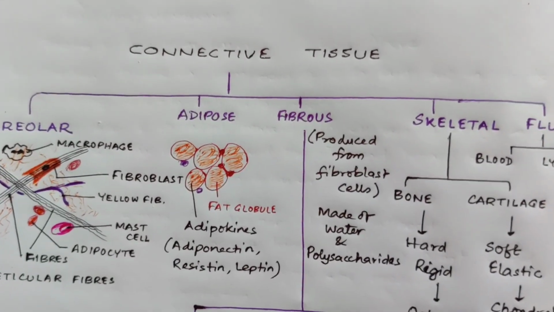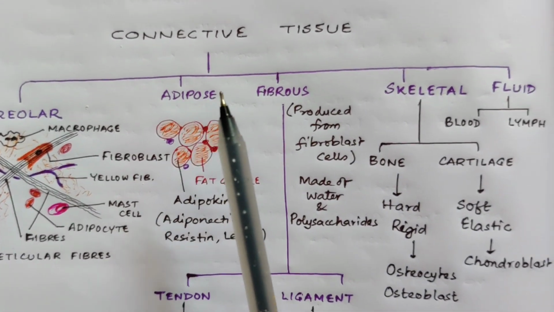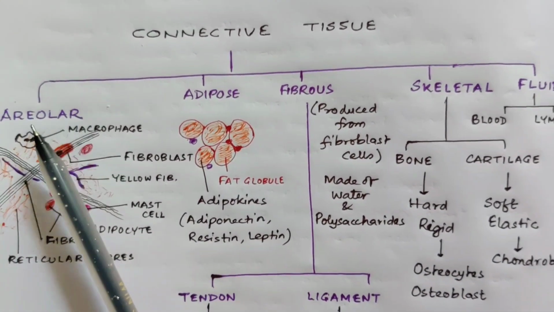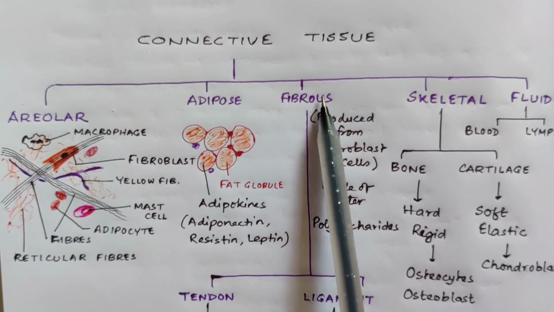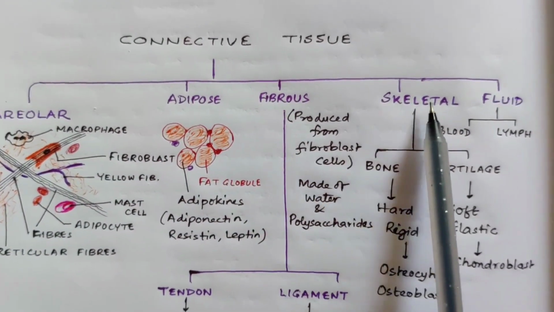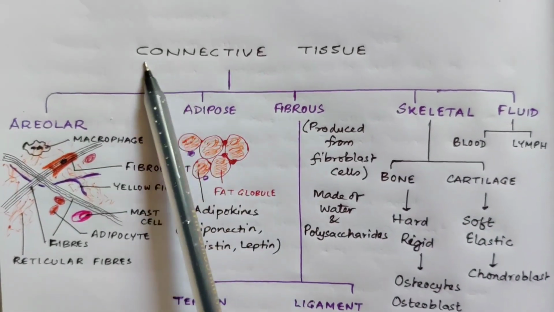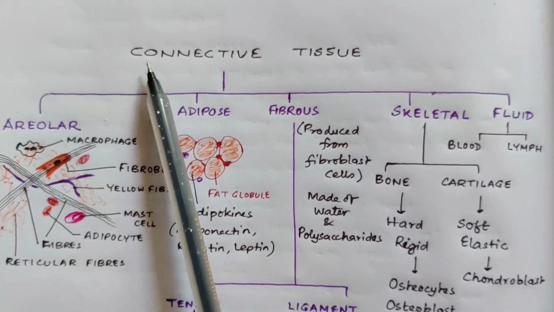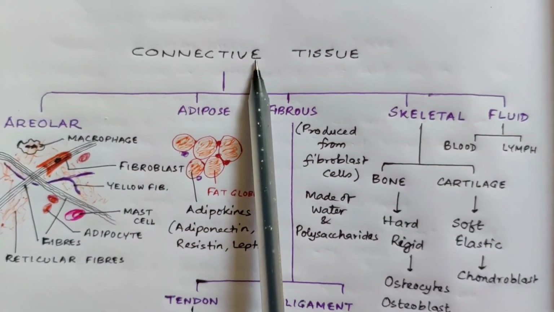Now coming to connective tissue. After epithelial, there is connective tissue. Connective tissue is of the following 5 types mainly: areolar tissue, adipose tissue, fibrous connective tissue, skeletal connective tissue, and fluid connective tissue. Now this word is a catching word, connective. Connective tissue means the tissue that connects all the body organs and organ systems of our body.